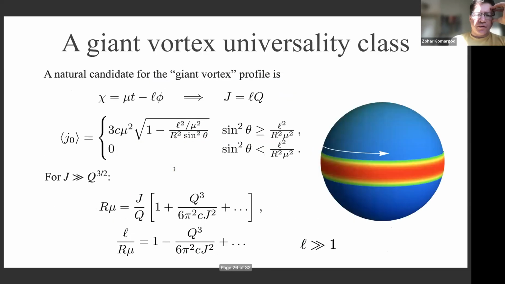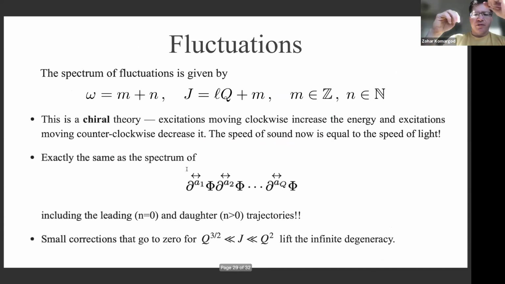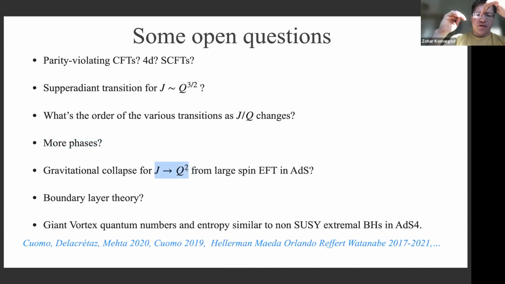Also, it will be interesting to understand how the partons collapse into the giant vortex. So there is this attraction, which is the opposite of the weak gravity conjecture. And this attraction should lead to a condensate. And it will be interesting to see how that works. How do you get the giant vortex from particles in AdS, which collapse to a condensate?